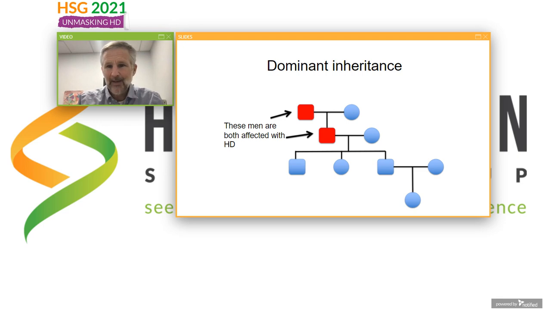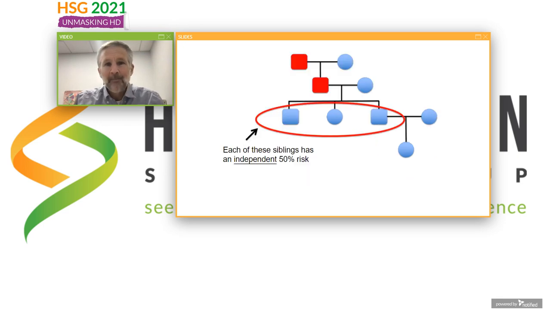Moving on down this example, each of the children that are circled in red has an independent 50-50 risk. And so those two gentlemen in red on the pedigree, the two squares, they both have Huntington's. The three individuals who are circled, two males and a female, each of them has their own 50% risk for inheriting Huntington's disease.